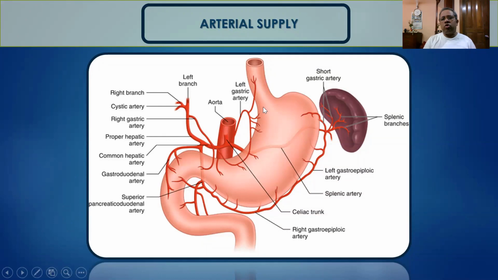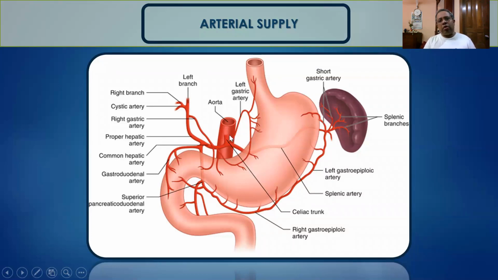The stomach is mainly supplied from the celiac trunk. The celiac trunk gives the left gastric artery, the splenic artery, and the common hepatic artery. The common hepatic artery gives the right hepatic artery, then again goes into the gastroduodenal artery. The left gastric artery goes up, arches and comes down, supplying the lower esophagus and running along the lesser curvature. The right gastric artery supplies along the greater curvature of the stomach.